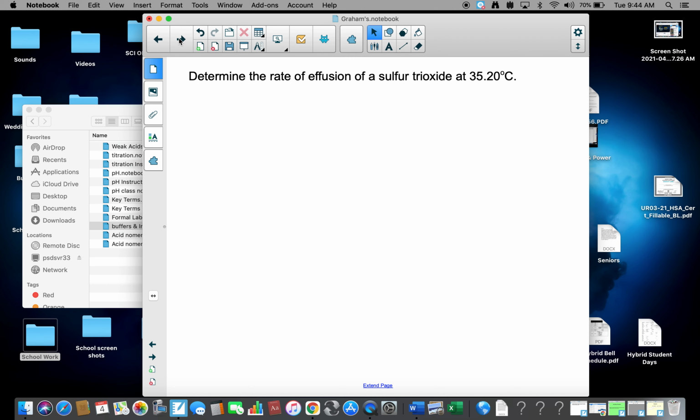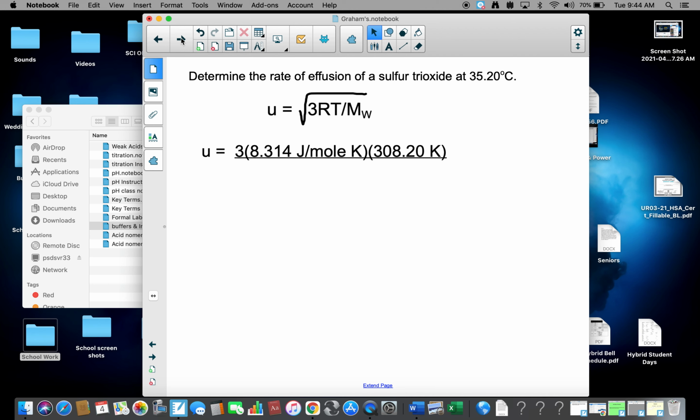All right, so let's look at a problem. Determine the rate of effusion of sulfur trioxide at 35.20 degrees Celsius. So we take our equation, root mean squared, U is equal to the square root of 3RT over MW. We have 3 times 8.314 joules per mole Kelvin times 308.20 Kelvin. And molecular weight is 80 grams per mole. Since it's sulfur trioxide, we take the square root of that, but our units don't cross out.